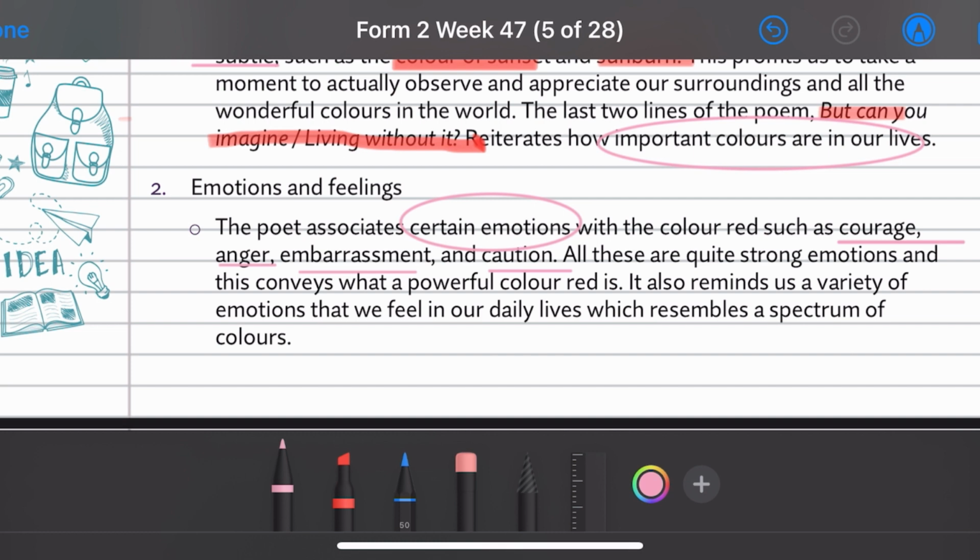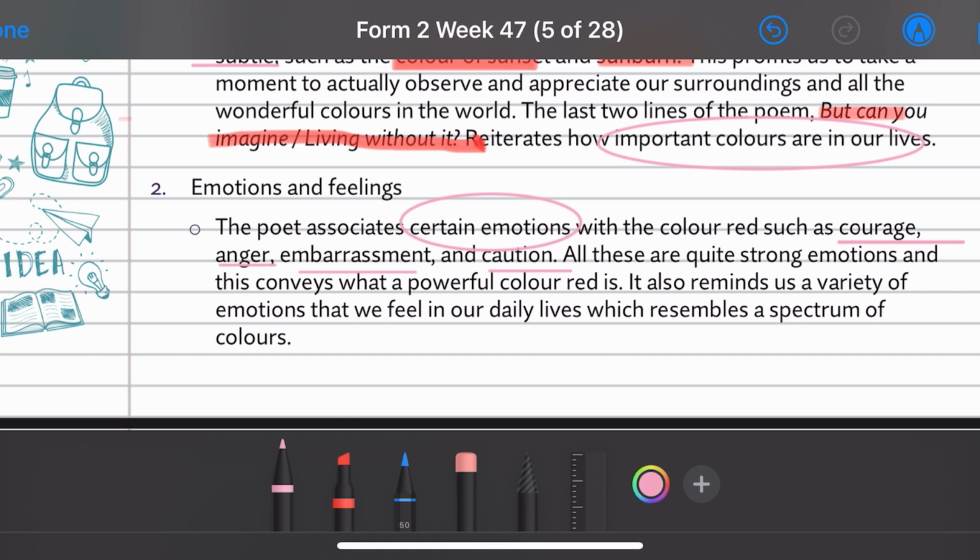All the emotions shown above are very important, because sometimes we experience all of those at once in a day, in an hour, in a minute. We feel all those emotions all at once. And it shows how important the colour red is, because it can describe all those emotions all by itself. Just by looking at the colour red, you can describe all those emotions.